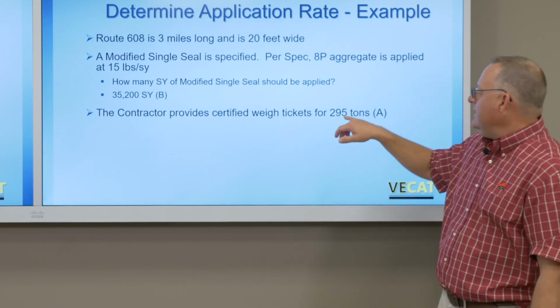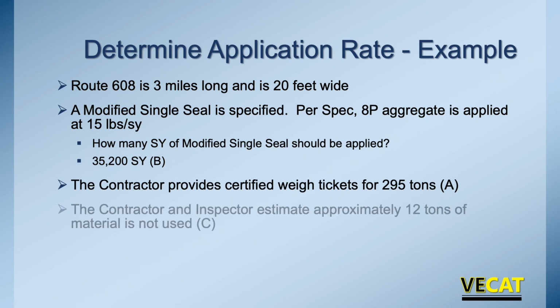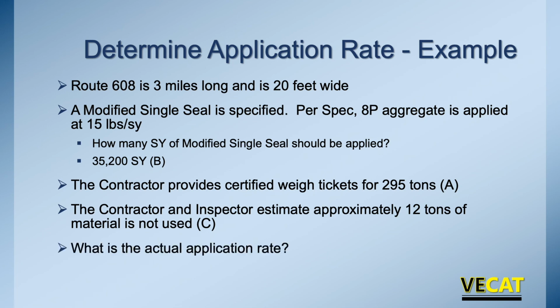Contractor, though, gives you weight tickets for 295 tons. Well, wait a second. All I know right now is I have 35,200 square yards and 295 tons. So how do I figure out what the actual was? Well, contractor inspectors now have to go and approximately determine 12 tons of material wasn't used. What's the actual application rate?